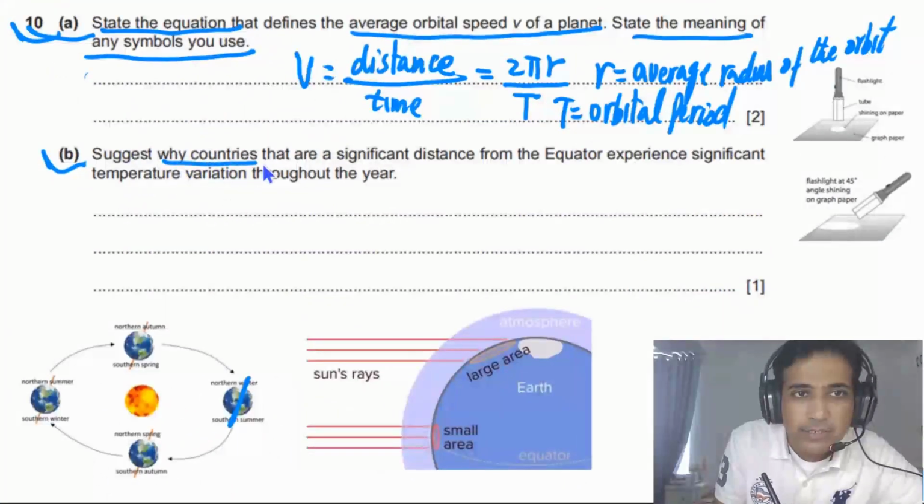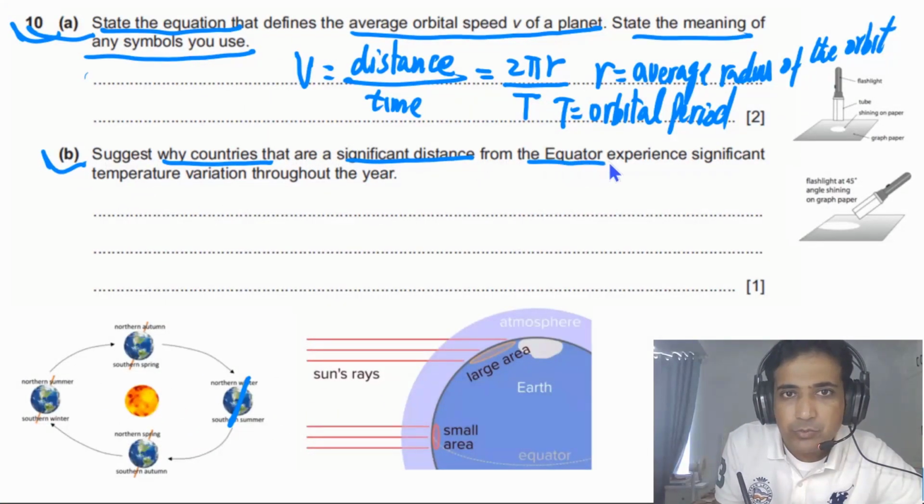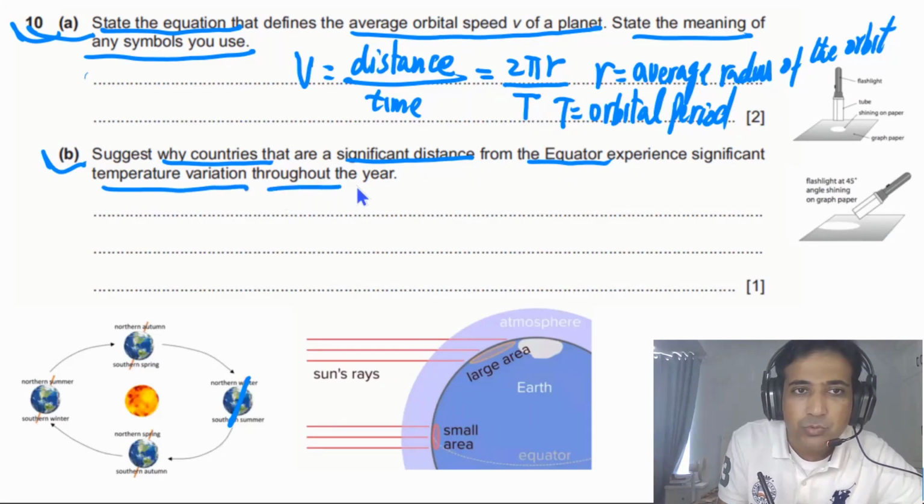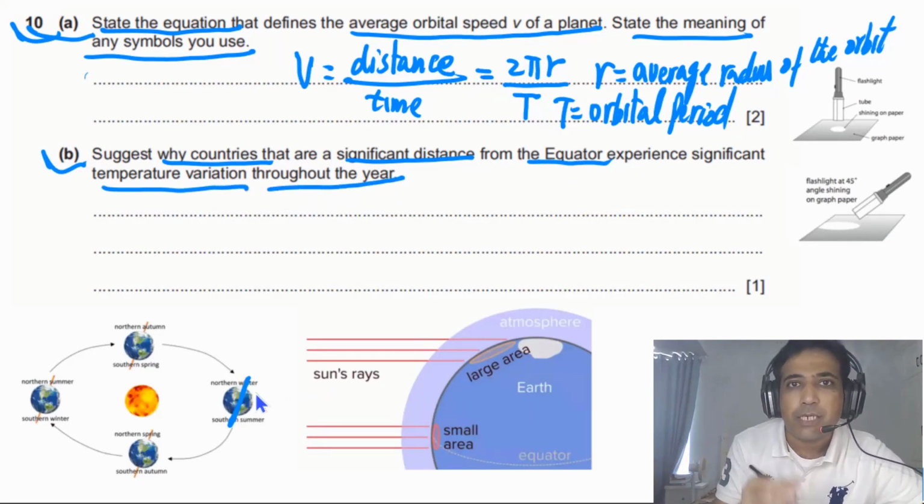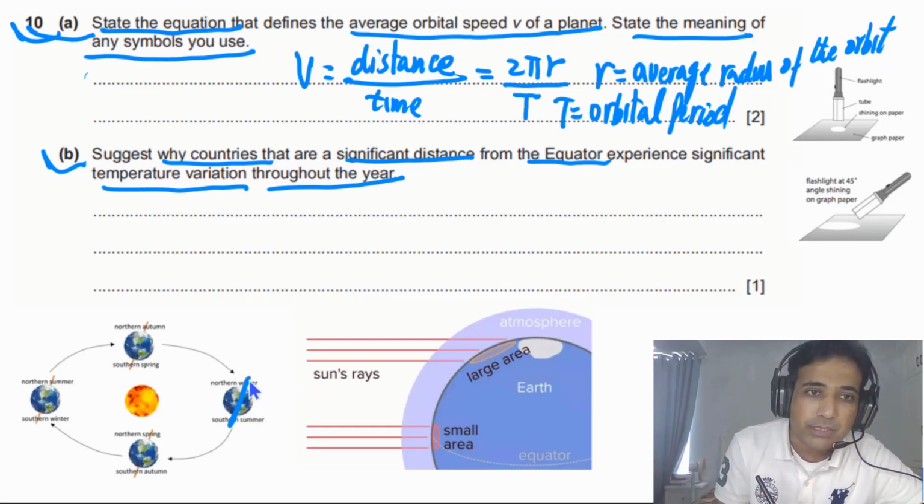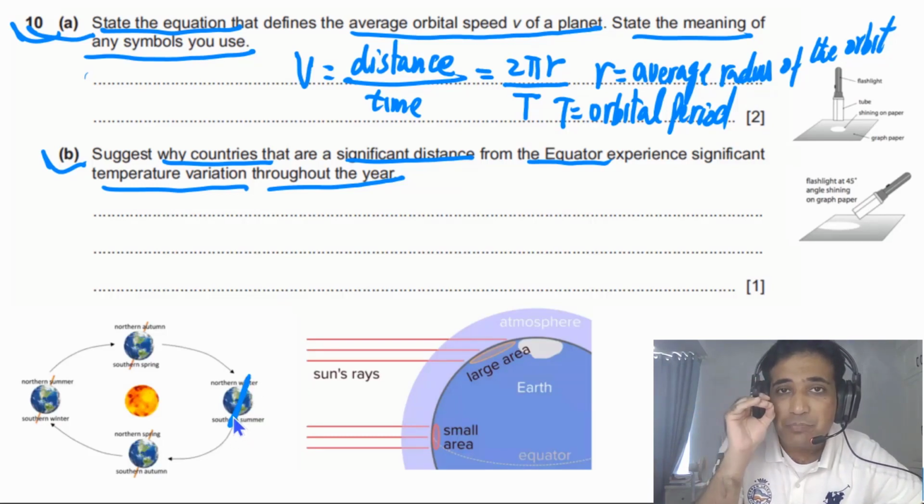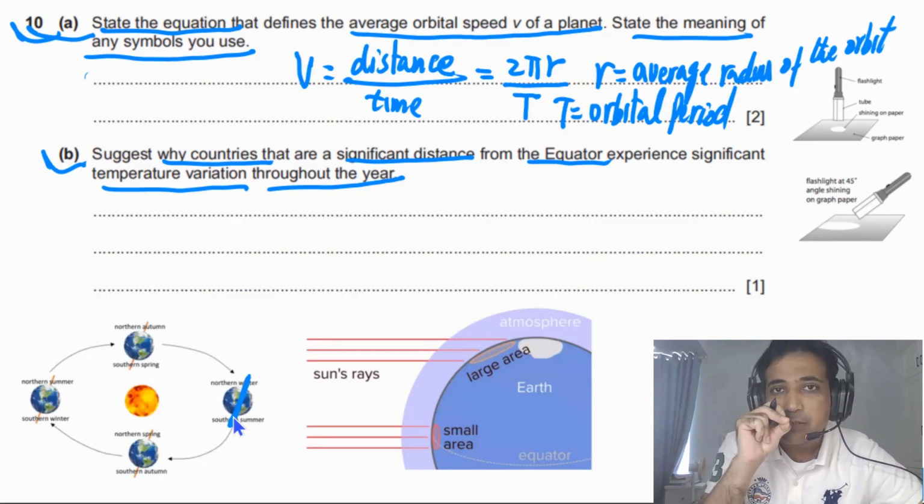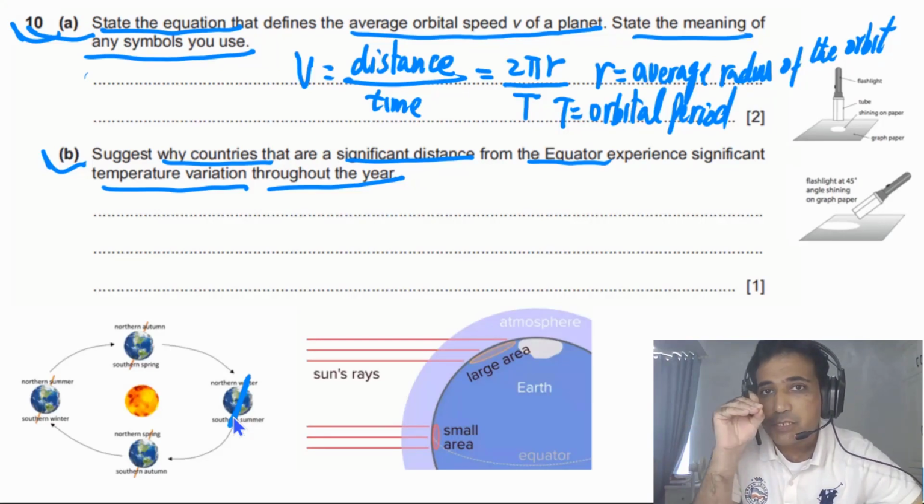Part B says suggest why countries that are a significant distance from the equator experience significant temperature variation throughout the year. For that purpose we need to understand that the rotation axis of our planet is tilted. As you can see here, the rotation axis of our planet is tilted. As it is tilted, the sun's rays reach countries above the equator and below the equator at different angles throughout the year. As the angle changes, the light coming from the sun is spread over a different area.